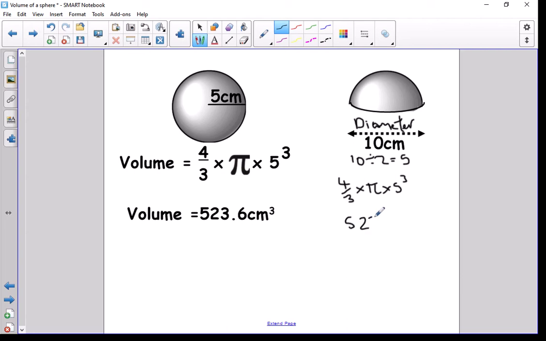And then at the very end, because we've got half of a sphere, it's a hemisphere, we're going to have to divide our answer by 2, and that's going to give us 262.8 centimeters cubed. Okay, that should have been a cube up there as well. Right, let's look at the next bit.